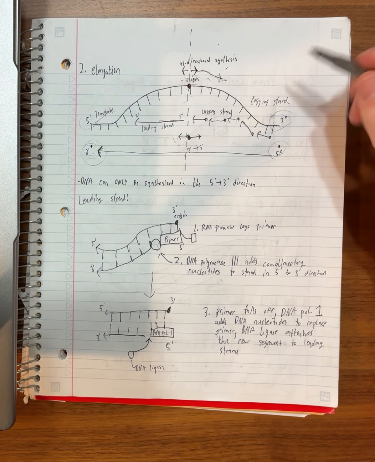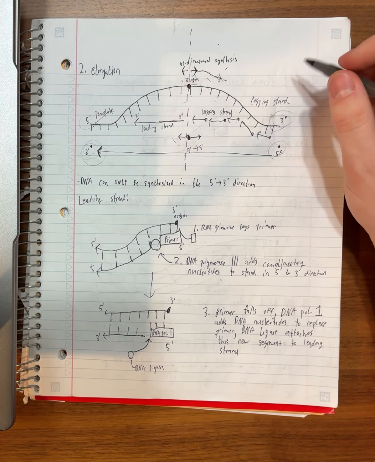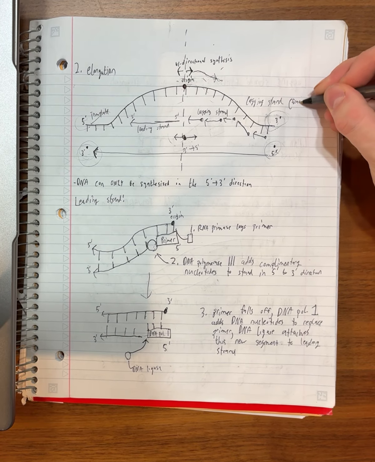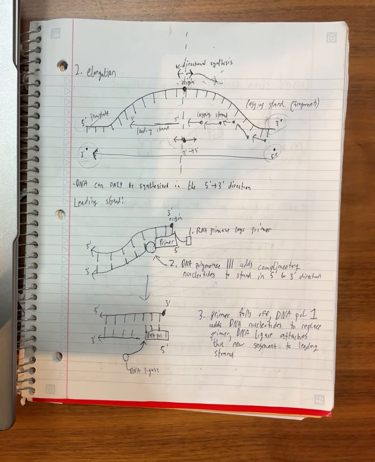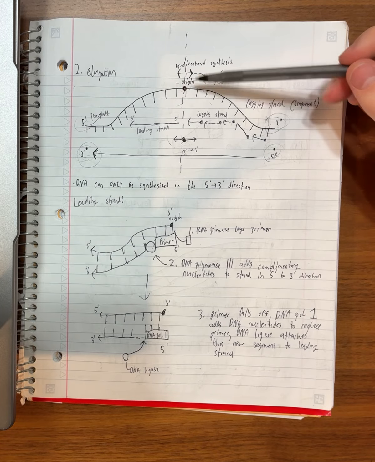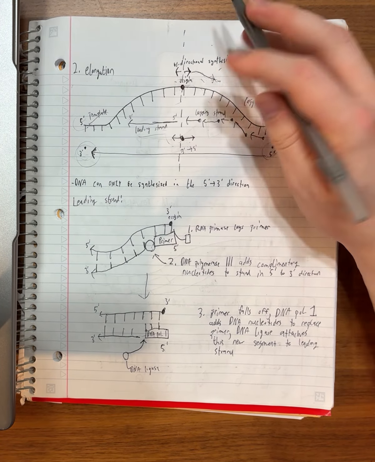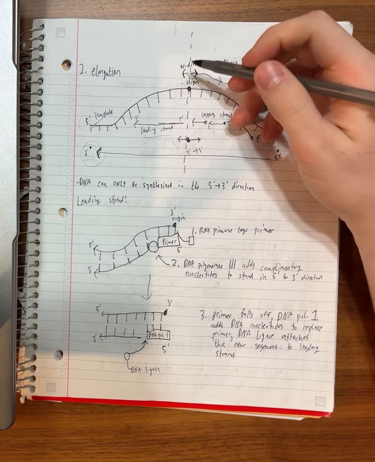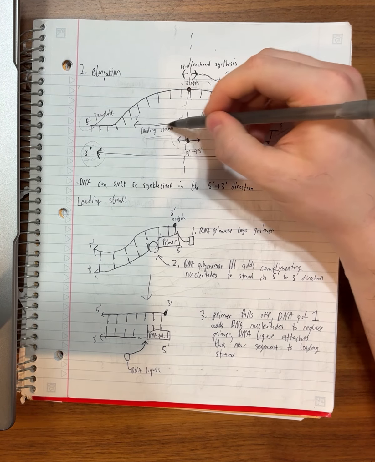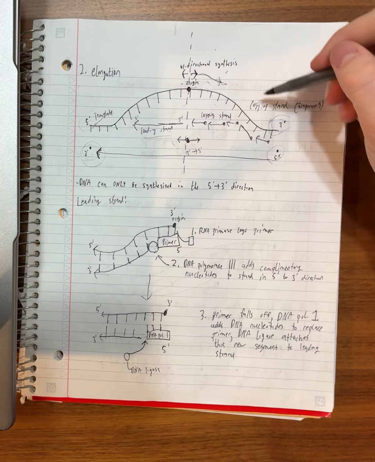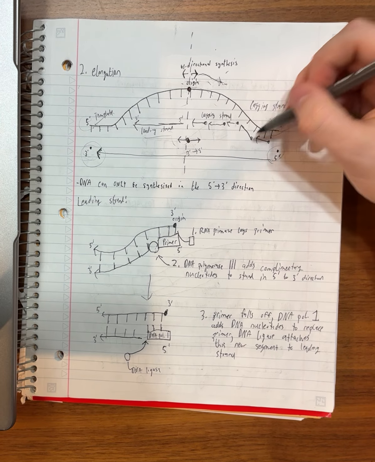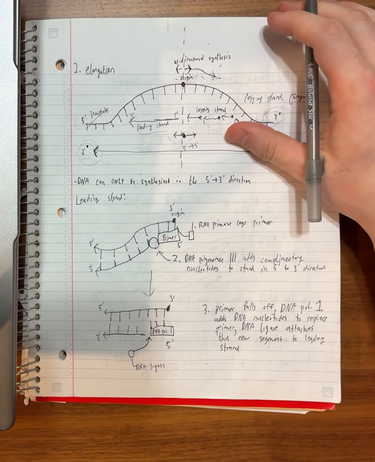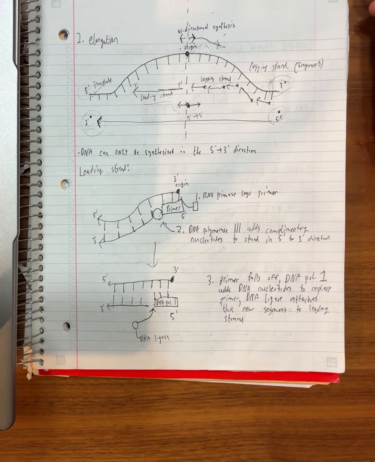And we'll get into why it's called a lagging strand in a little bit. But just know that the lagging strand is built in fragments. And so you can see that we have a leading strand that is built away from the origin of replication. So this leading strand I'm going to build in this direction, but the lagging strand I have to build in fragments toward the origin of replication. So we're going to start with the leading strand because it's a lot easier.